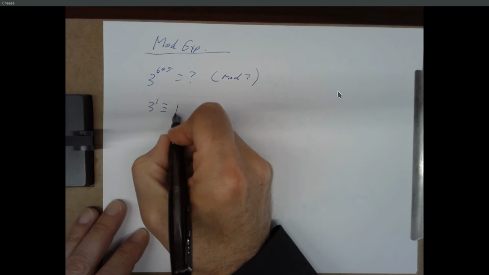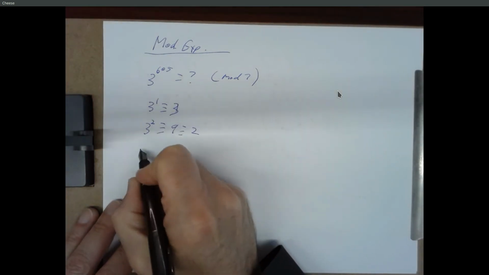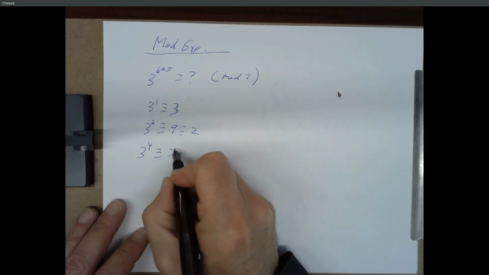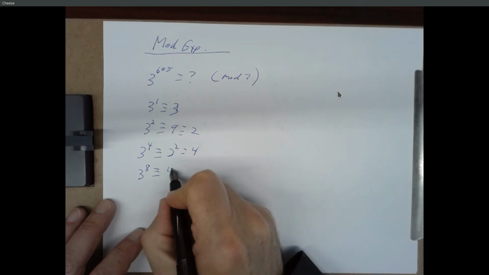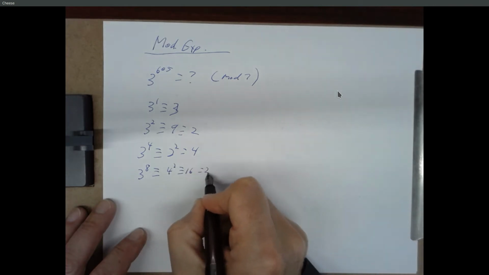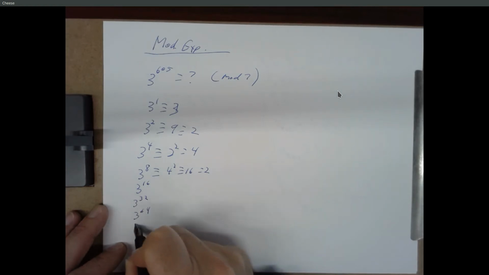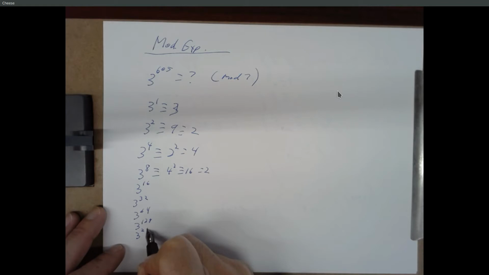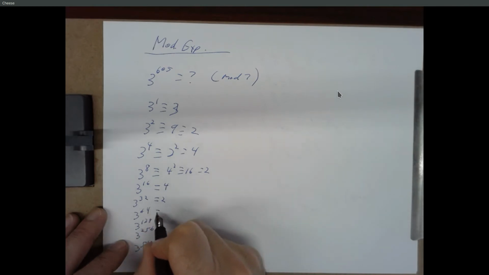So 3 to the 1 is 3. 3 squared is 9, which is 2. 3 to the 4th is 2 squared, which is 4. 3 to the 8th is 4 squared, which is 16, which is 2. And now I've just got 2 and 4 alternating, so this will be 4, 2, 4, 2, 4, 2.